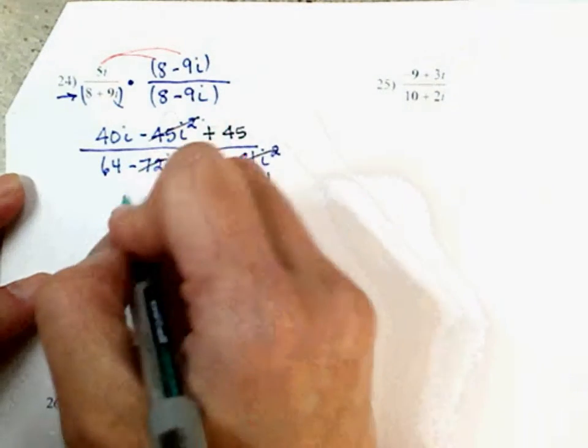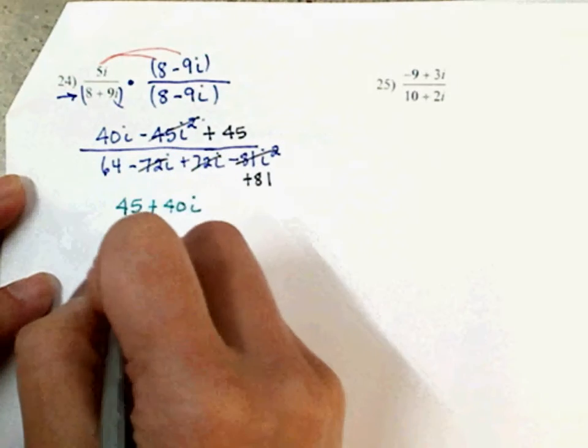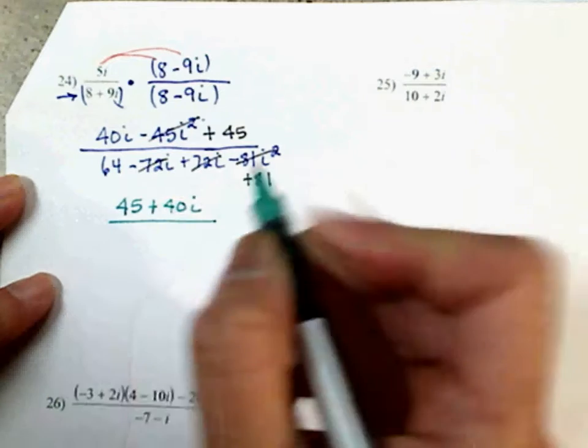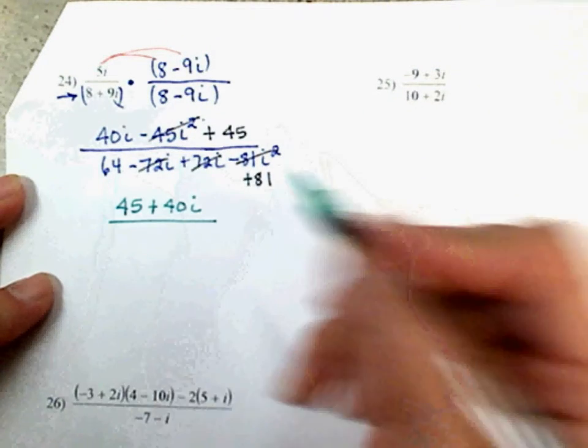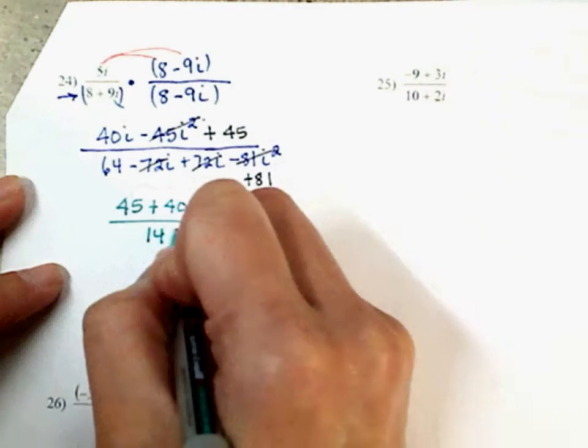So now you got 45 plus 40i. Try to write your real numbers first. Over 64 plus 81. What is that? 145. Okay.